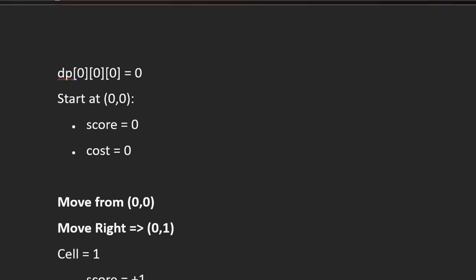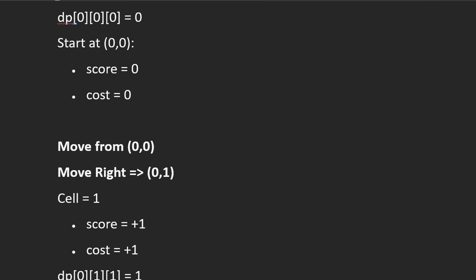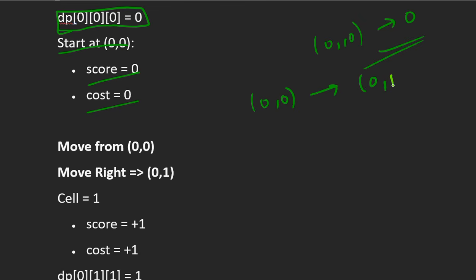So initially, at the starting, as we know, 0 comma 0 will always be 0. So dp of 0 comma 0 with cost 0 will always be 0, right? So we start at 0 comma 0. Our score is 0 and our cost is also 0 initially at the starting. So from 0 comma 0 we can either go to 0 comma 1, or we can go to 1 comma 0. These are the two places we can move from 0 comma 0.